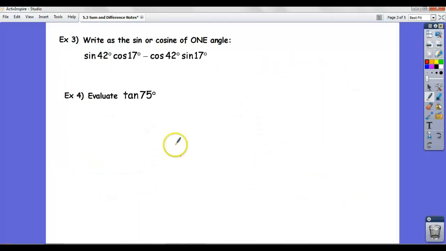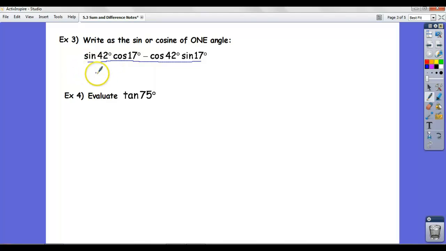Alright, so let's try a couple more examples. So this example here says, write as the sine or cosine of one angle. So basically what this is asking is, this is like the sum or difference formula done out, and what we have to do is recover what the initial trig function was, whether it was sine or cosine, and it should have been just one angle. So in other words, the formula was applied, what was the original problem. Okay, sort of, you can think about it like that.